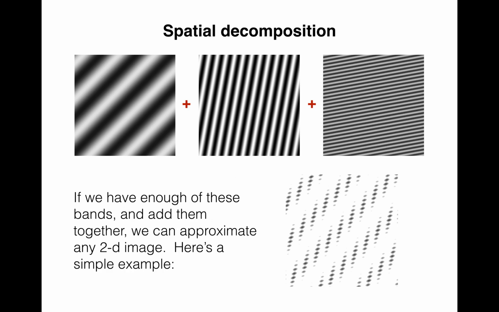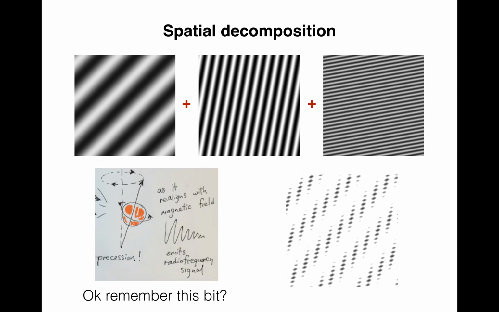All right. So if we have enough of these bands and we add them together, we can approximate any two-dimensional image. And I said, here's our example. All right, so you remember this part where we've got all of these protons precessing and emitting their signal as they are realigning with the magnetic field. So we've got to take that part of the story and link it up with this part of the story. What do these bands have to do with the radio frequency signal that comes out of the brain when you pulse it with RF?